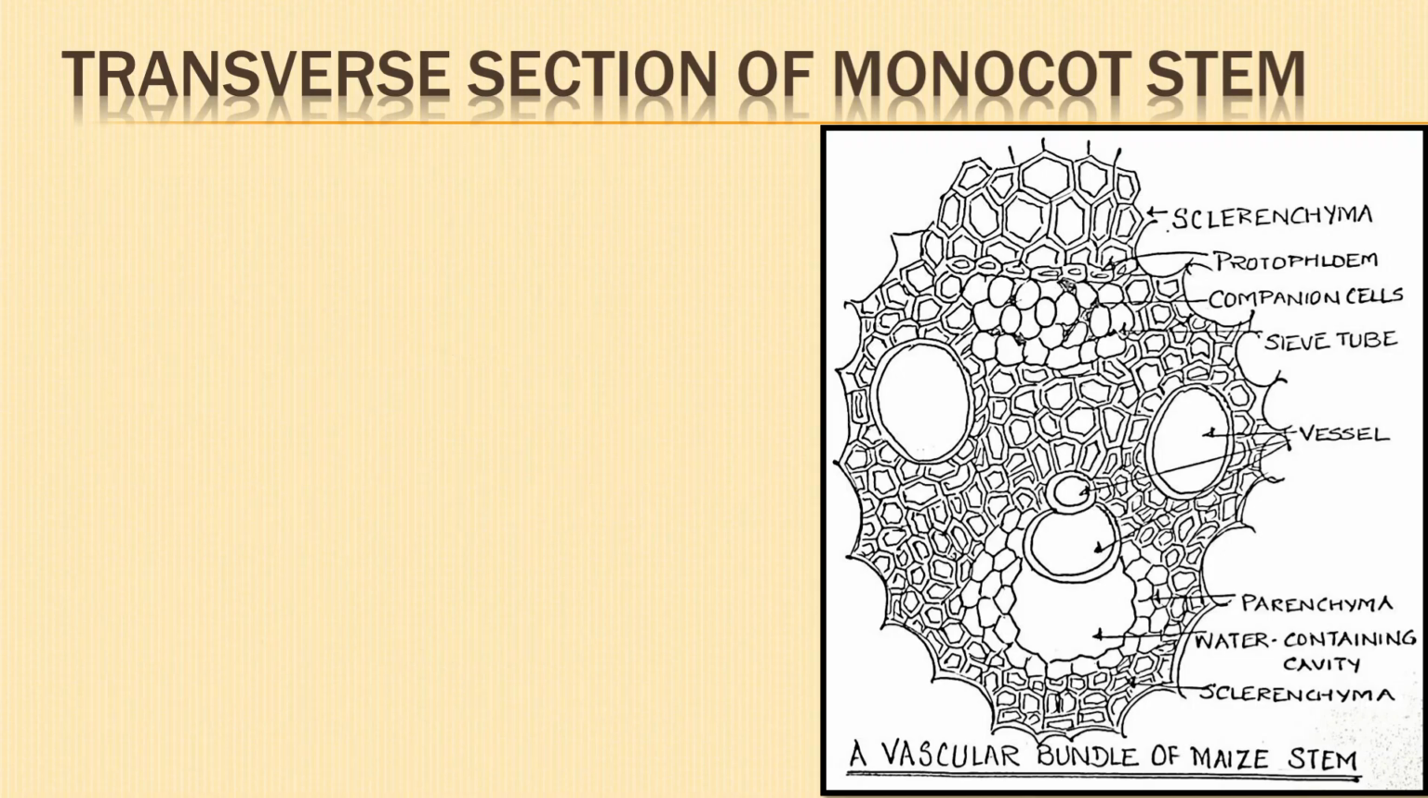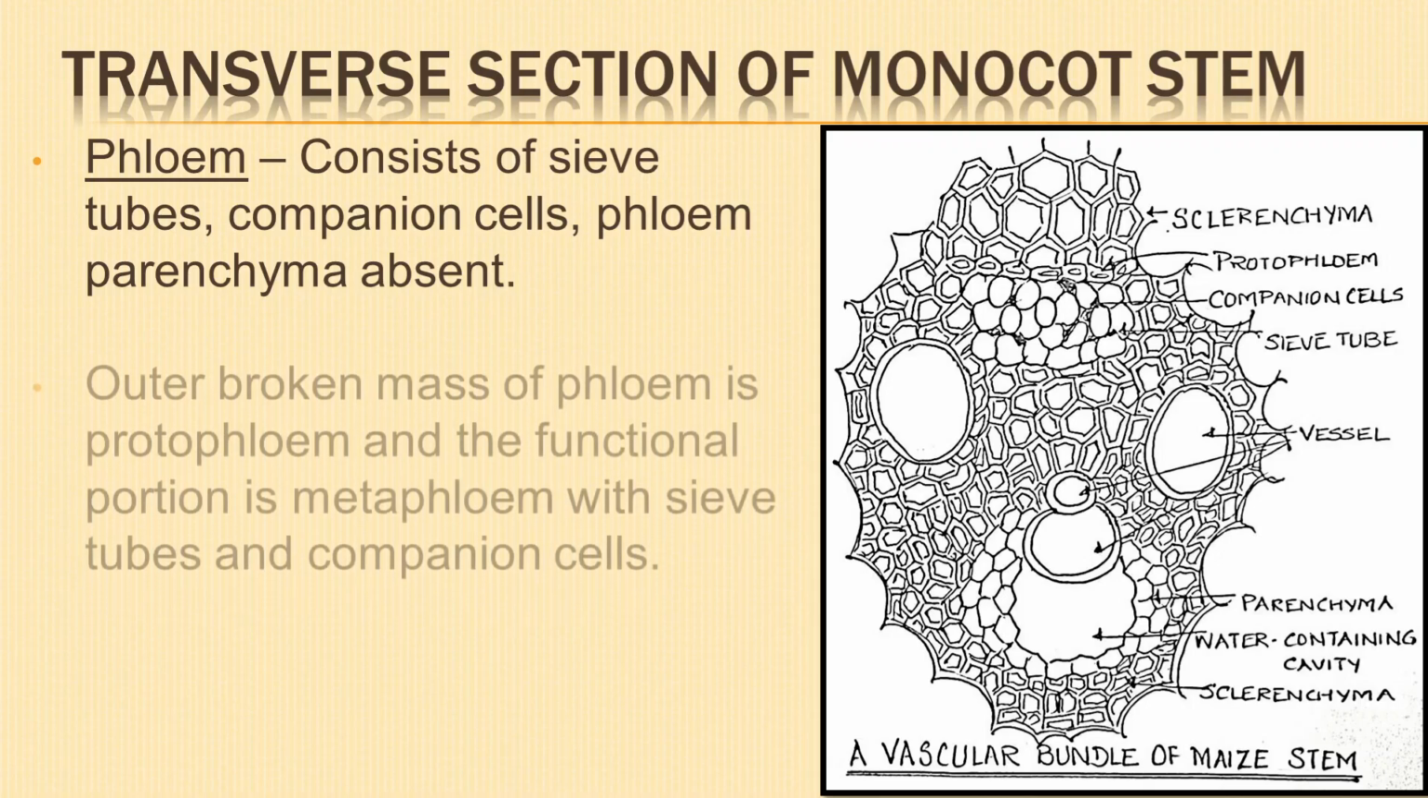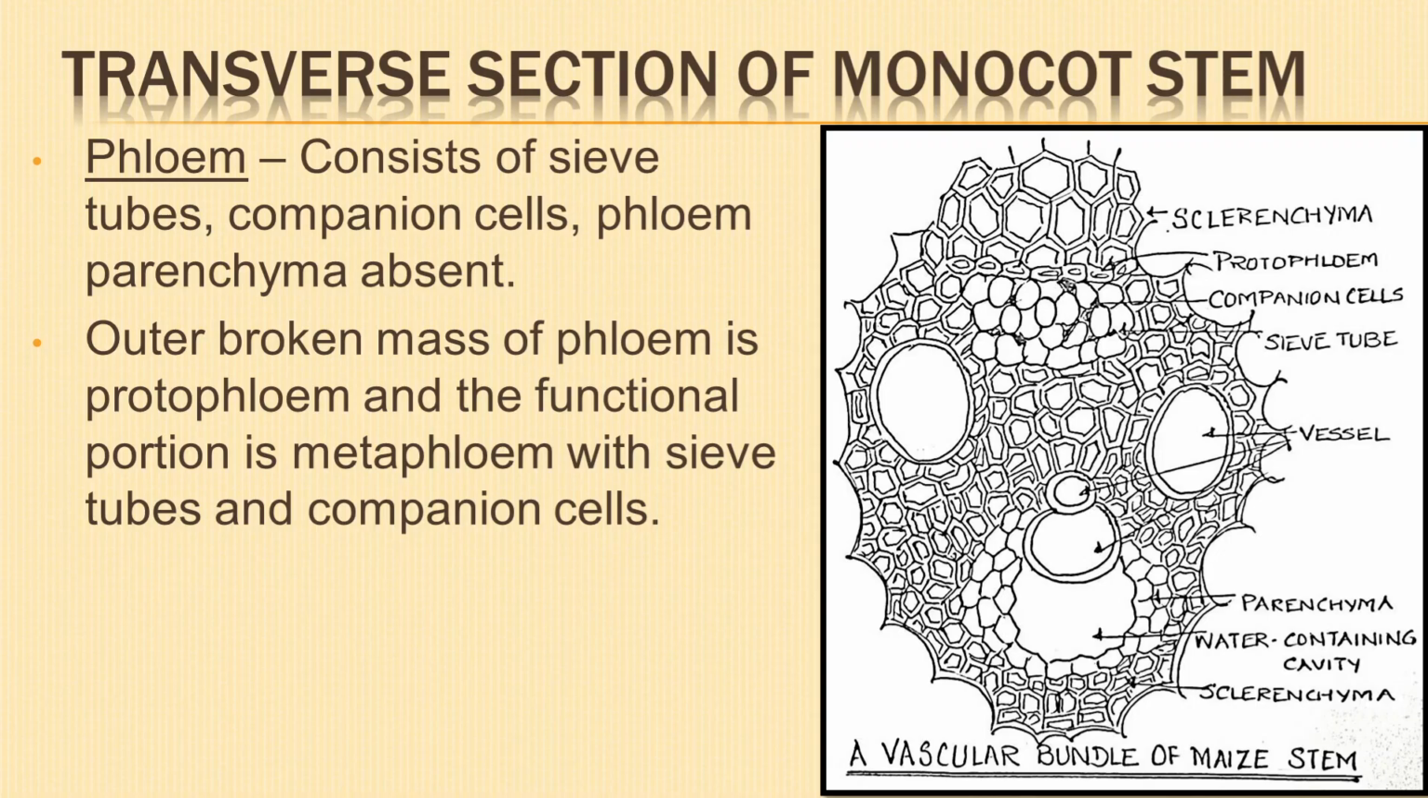Phloem. In monocot stem, the phloem consists of sieve tubes and companion cells. Phloem parenchyma is absent. The outermost portion of the phloem, which is a broken mass, is the protophloem, and the inner portion is the functional metaphloem with distinct sieve tubes and companion cells. Pith is not differentiated in monocot stem.